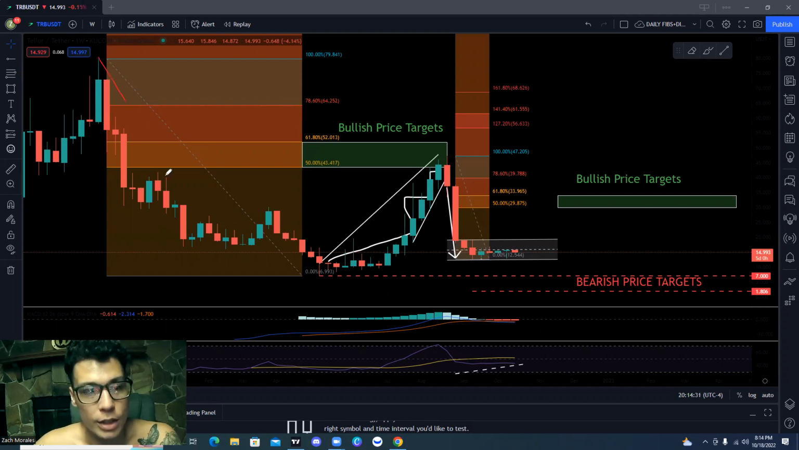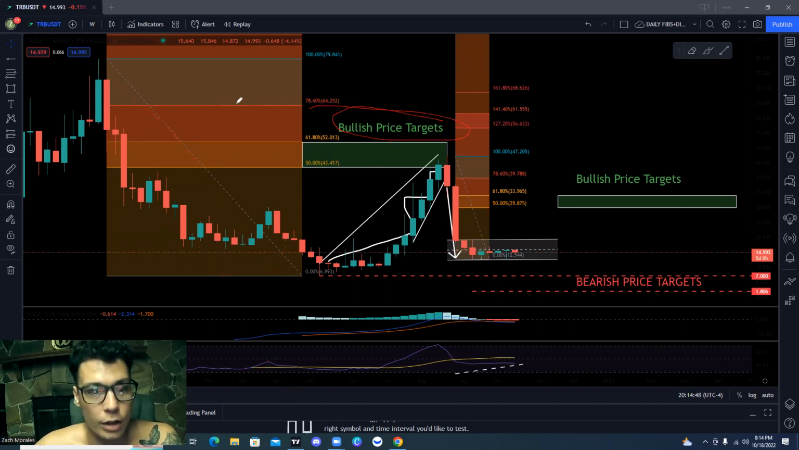So when there's a sharp move to the downside, it's not going to just keep going down forever. It's going to retrace. And what you want to do is figure out a place where it can retrace to. And those can be your bullish price targets.